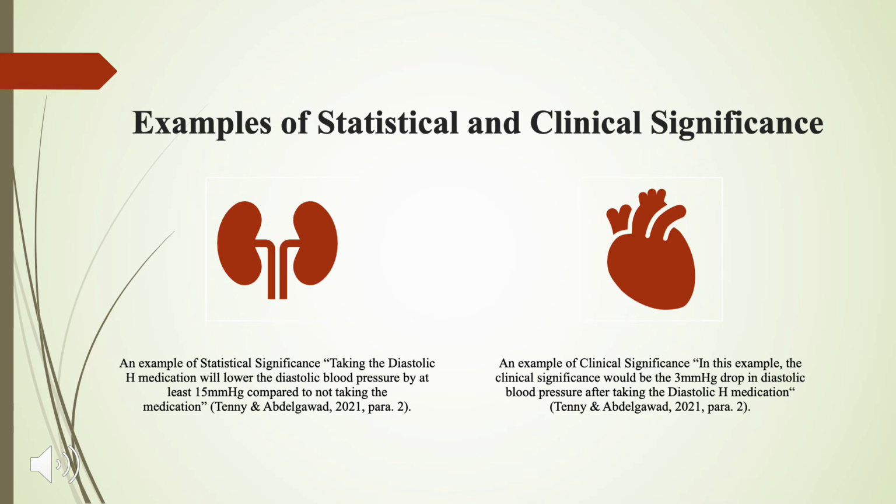Clinical significance. The level of clinical significance focuses on the results being more beneficial to the patient than the clinician. In this example, the clinical significance will be a 3 mmHg drop in diastolic blood pressure after taking the diastolic H medication. Both clinician and patient will benefit more from the clinical significance of this study, although in this case, the diastolic pressure only dropped by 3 mmHg.